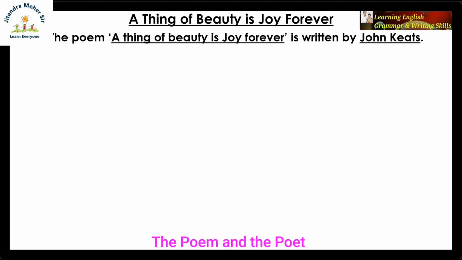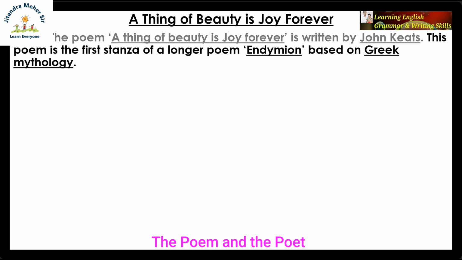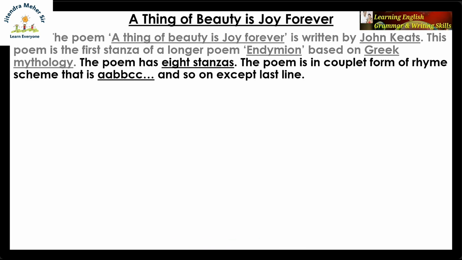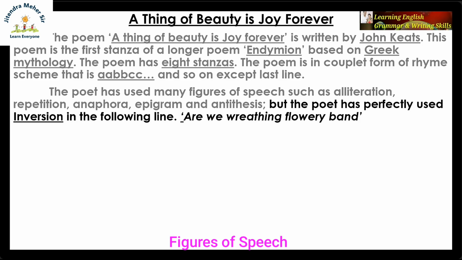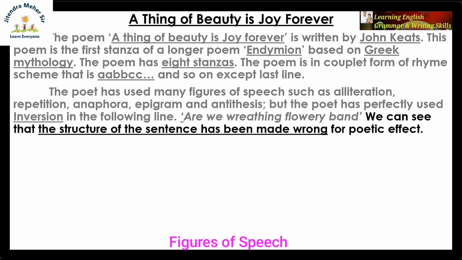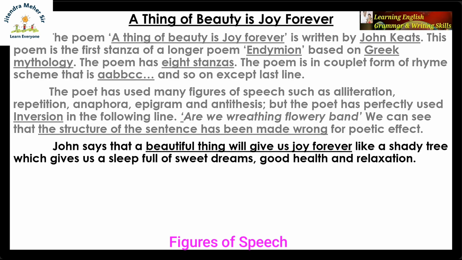The poem A Thing of Beauty is a Joy Forever is written by John Keats. This poem is the first stanza of a longer poem, Endymion, based on Greek mythology. The poem has 8 stanzas. The poem is in couplet form of rhyme scheme, that is AA, BB, CC and so on except the last line. The poet has used many figures of speech such as alliteration, repetition, anaphora, epigram and antithesis. But the poet has perfectly used inversion in the following line: "Are we wreathing a flowery band?" We can see that the structure of the sentence has been altered for poetic effect.